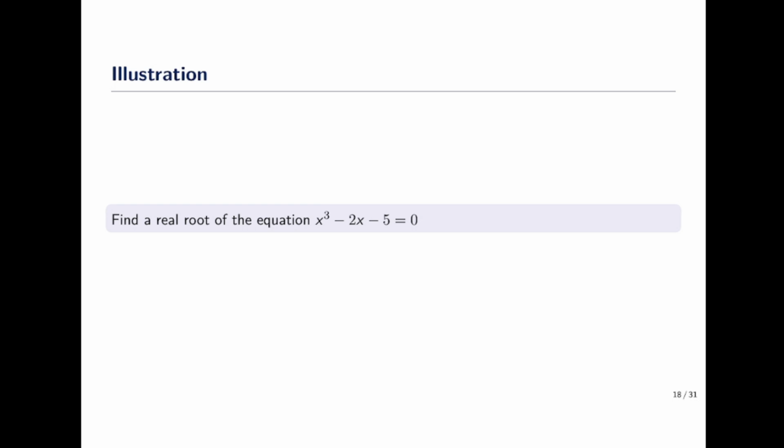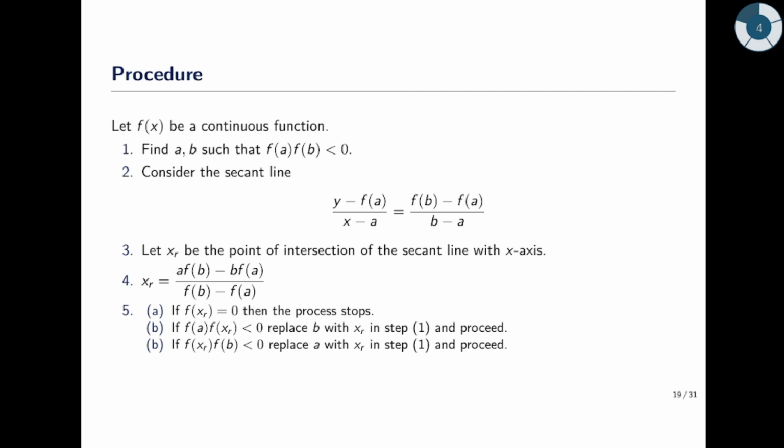Now let us discuss the general procedure of Regula-Falsi. Let f of x be a continuous function. The first step is to find two numbers a and b such that f of a times f of b is less than 0, that is, both of them are of opposite sign. Next, we consider the secant line whose equation is (y minus f of a) divided by (x minus a) equals (f of b minus f of a) divided by (b minus a).